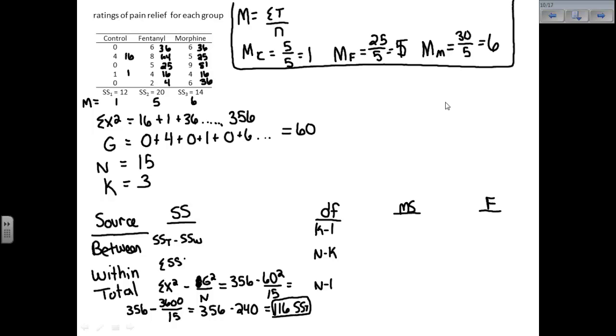All right, sum of squares, those will be given to you. So just 12 plus 20 plus 14, and you end up with a sum of squares within of 46.